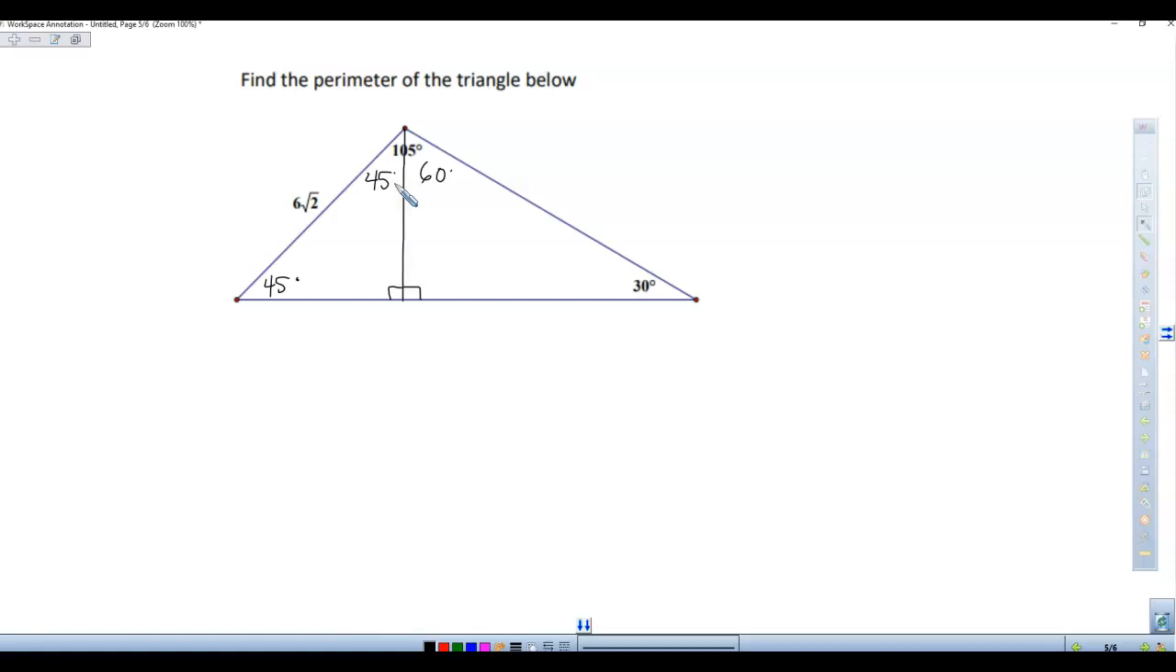So what I'm going to do is just apply what I've learned. To go from the hypotenuse to the leg, or excuse me, backwards, to go from the leg to the hypotenuse, I would multiply by root 2. So of course, what times root 2 gives me 6 root 2? It is simply 6. So this part is 6.